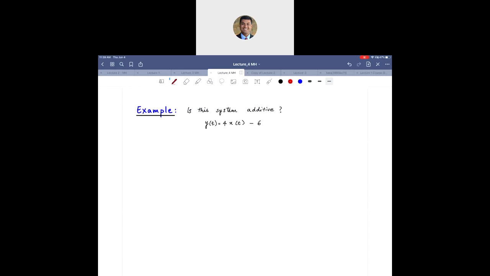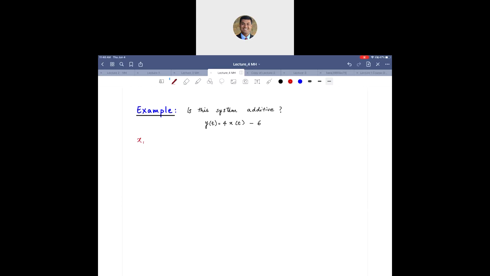Now let's try to answer this question. Is this system additive? 4x minus 6. So take the input, multiply it by 4, subtract 6, and that's how you get the output. Is this system additive? So for this, we will have to go through a similar sort of check that we did for homogeneity. So let me lay out the steps here.